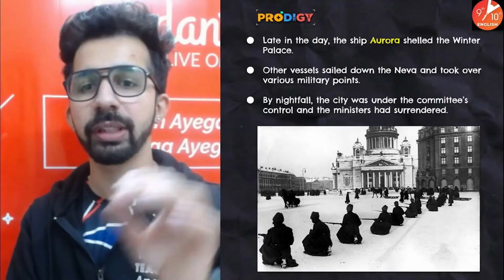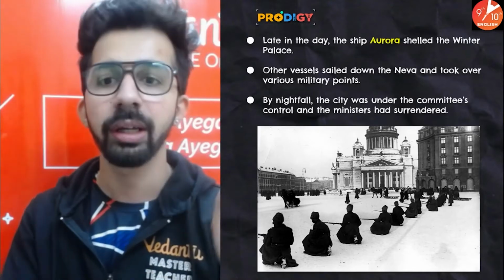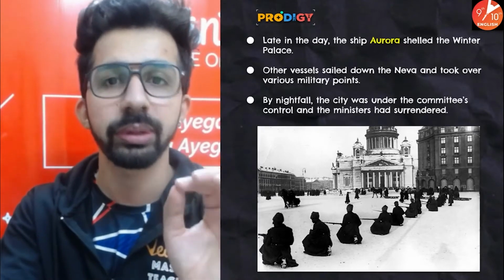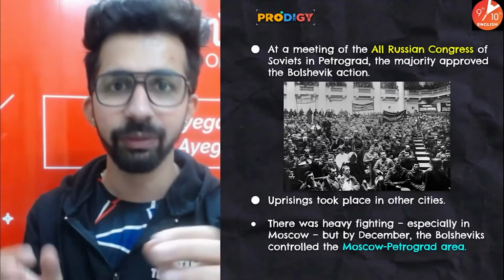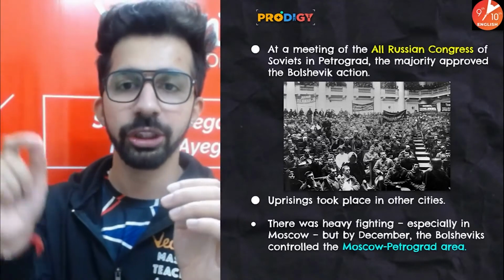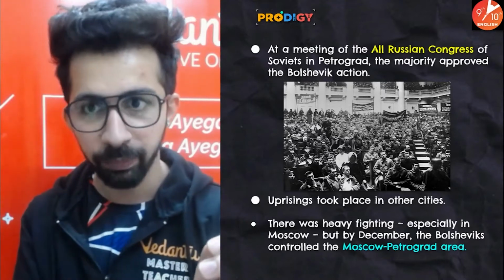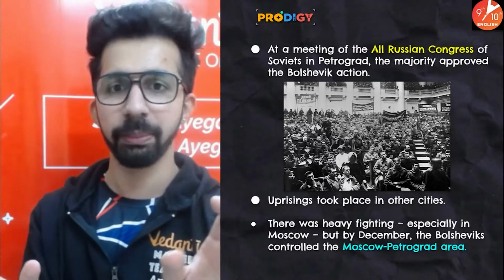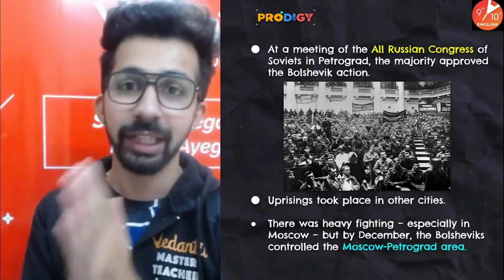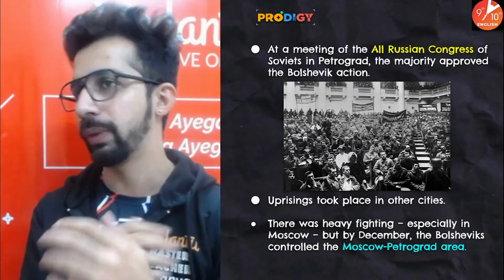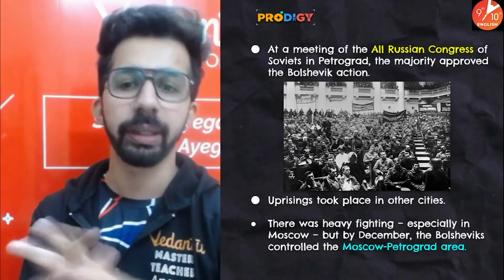And by nightfall, the city was under the committee's control and the ministers had to surrender. There was no other option. And finally, there was a meeting conducted at the All Russian Congress of Soviets in Petrograd, and the majority of the people finally approved the Bolshevik actions. And this was the end of Kerensky. This was the end of the provisional government.